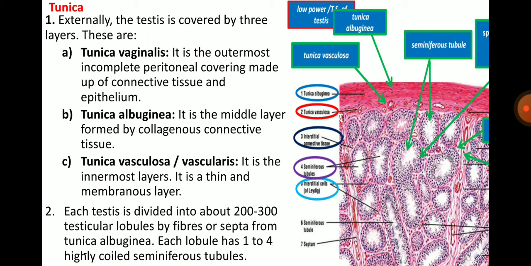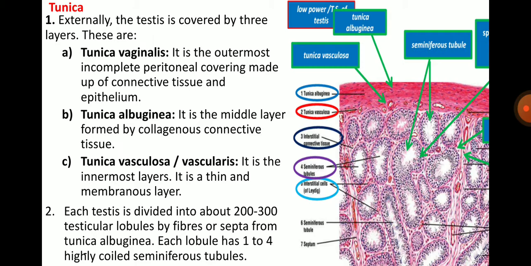Externally the testis is covered by 3 layers. The outer one is the tunica vaginalis. It is the outermost incomplete peritoneal covering made up of connective tissue and epithelium, and it covers the anterior and lateral surface of the testis. The middle layer is called the tunica albuginea. It is the middle layer formed by a white collagenous dense fibrous connective tissue capsule.